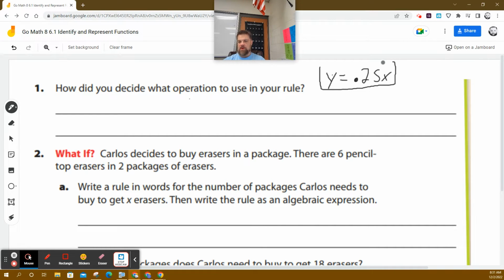But let me rephrase the question because I don't think I stated the question properly. How did we come up with the fact that we're going to multiply by 0.25? And let's identify a few things. X represents what? Number of pencils, right? So X represents the number of pencils.